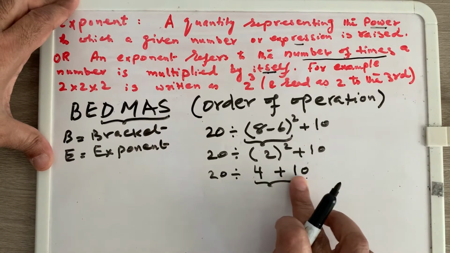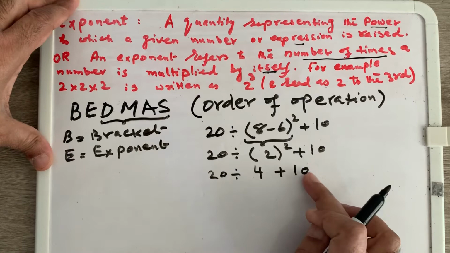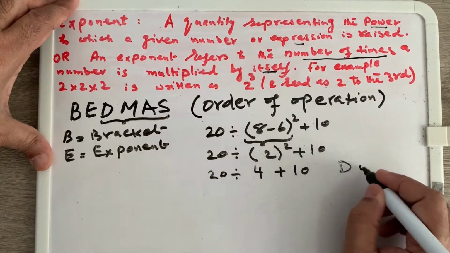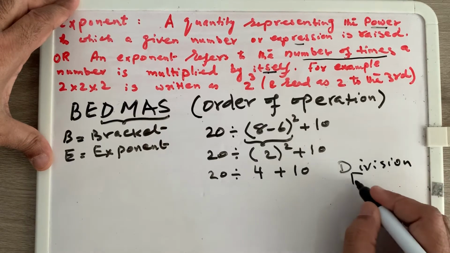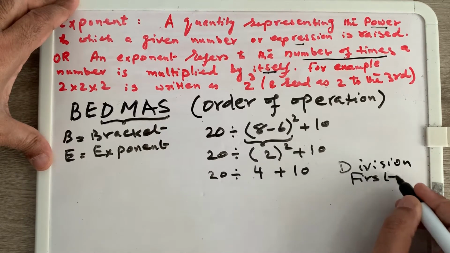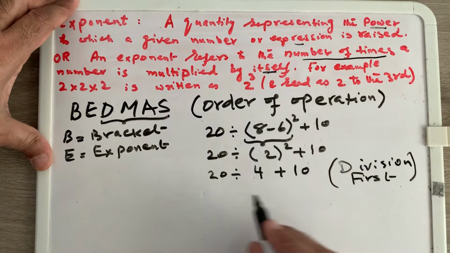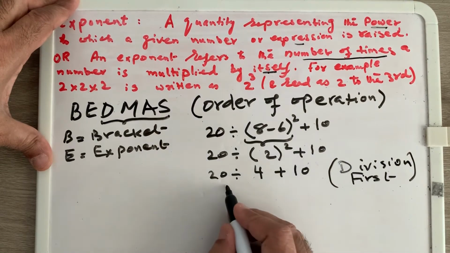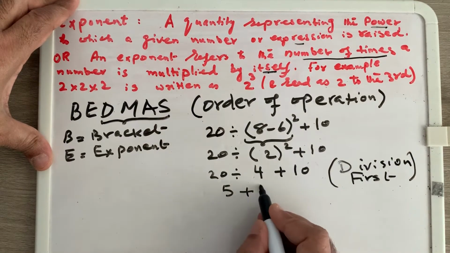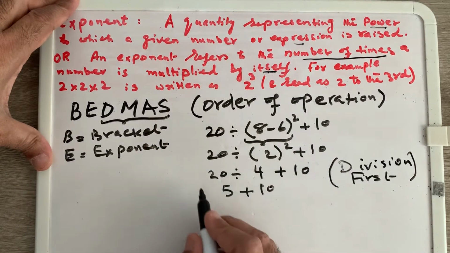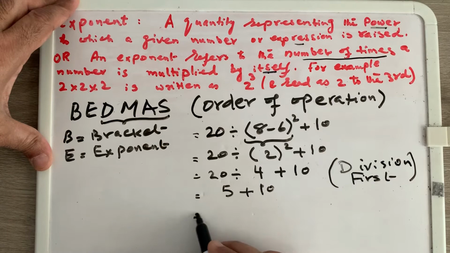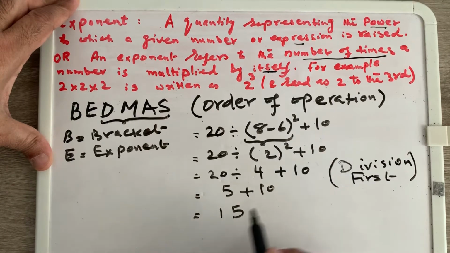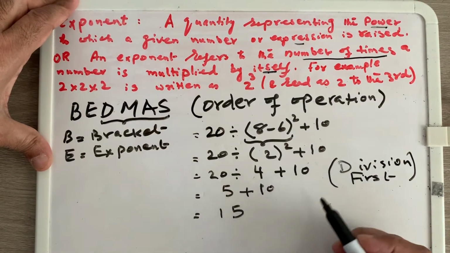So according to order of operation, we have to do division here. Please remember, division first, right? So I'm writing here division first. So we have to divide first. 20 divided by 4 is 5. And then I have to do the addition, which is the last operation. So in this case, I have got my answer 15. If you did it the other way around, your answer will be different and that will be a wrong answer.